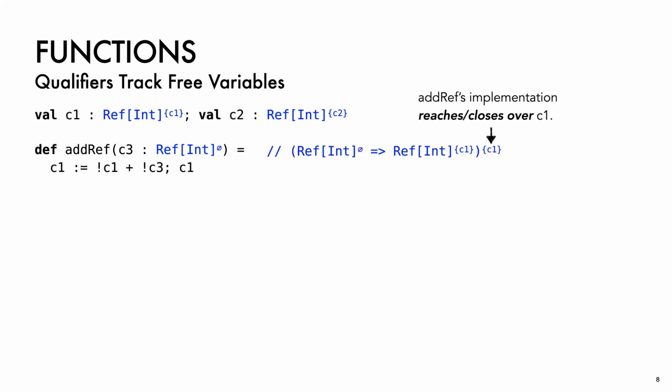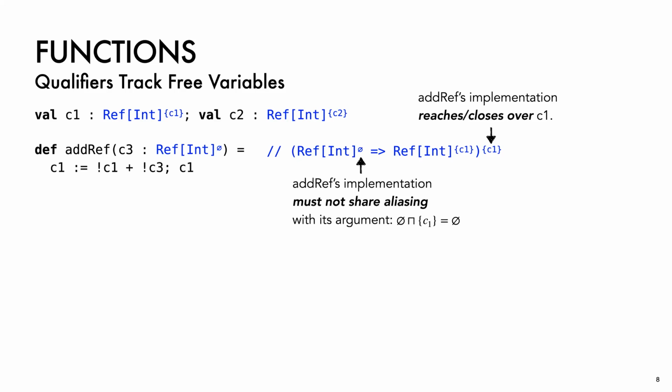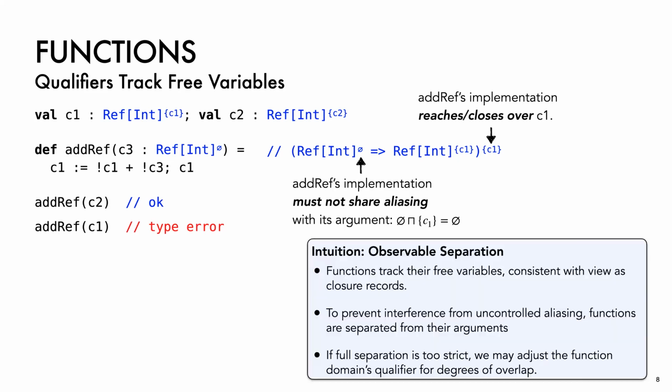So first of all, we note that the function qualifier includes the free variable C1. But we also note that the domain in the function is annotated with the empty set. And this means that we can only pass arguments that do not have anything in common with what the function reaches. In this case, it's C1. Concretely, that means we can call addref with C2, but we cannot call this with C1. This is blocked because of the separation requirement.